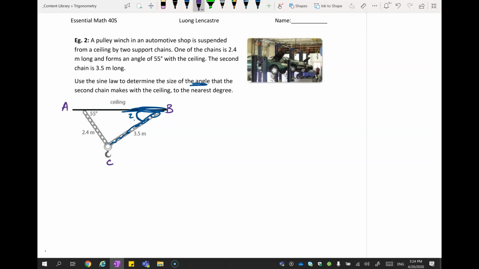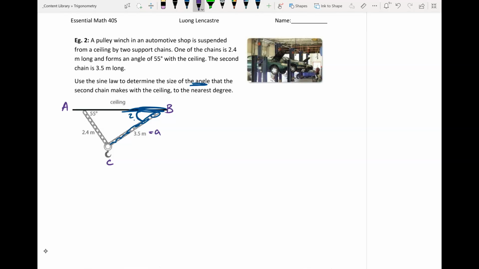So directly across from angle A is going to be side A. Directly across from angle B will give us side B. And lastly, directly across from angle C will give us side C. And it looks like where my question mark is, I'm looking for angle B.